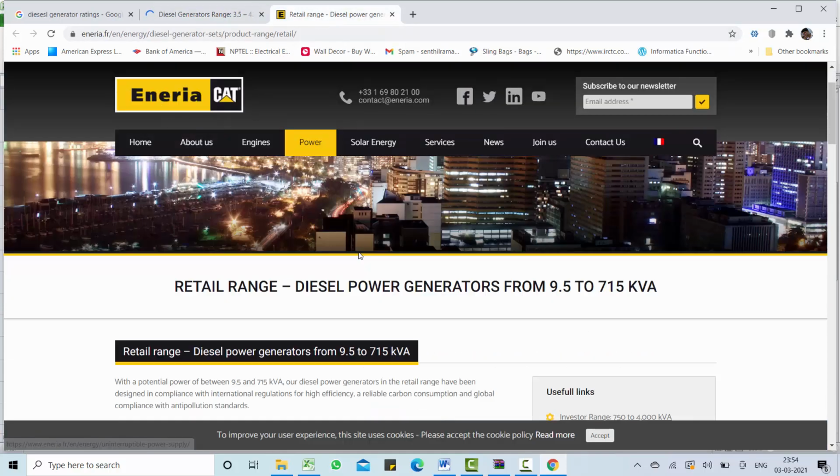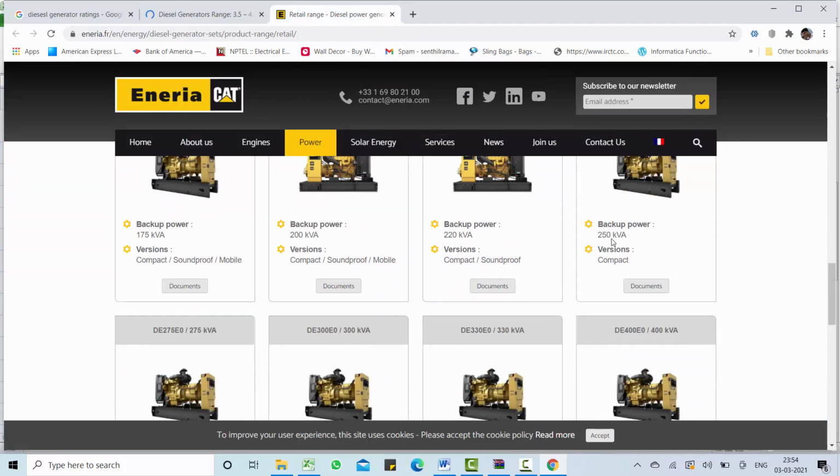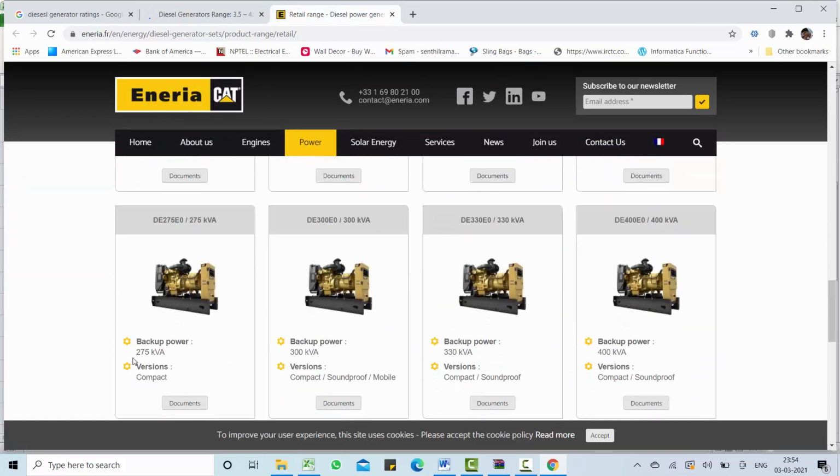Then when we go to Caterpillar, we have a 250 kVA. Next to 250, 275 and 300 kVA are available. We have to choose 300 kVA, which is the next nearest value. In this way we have to size the generator for the given load.